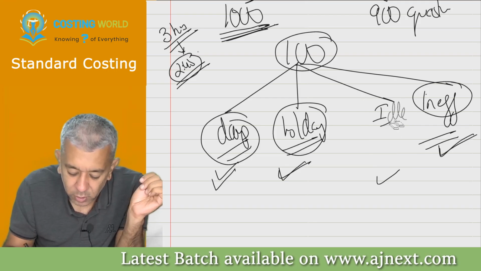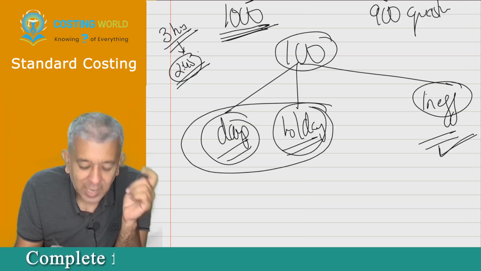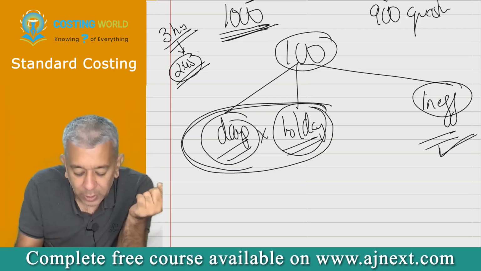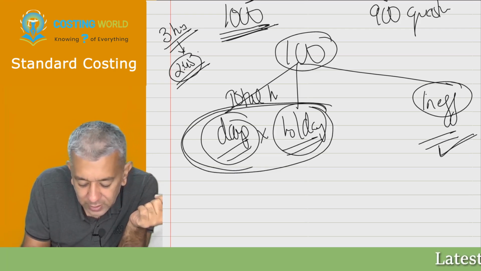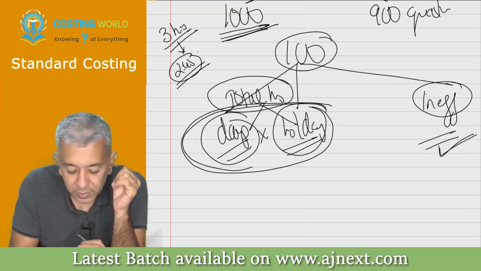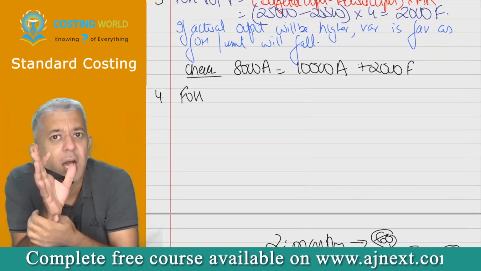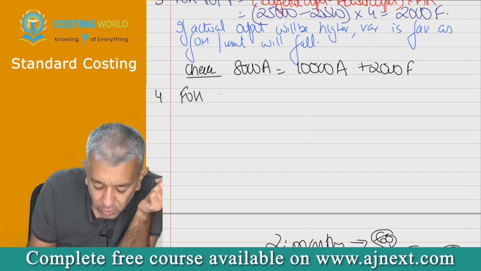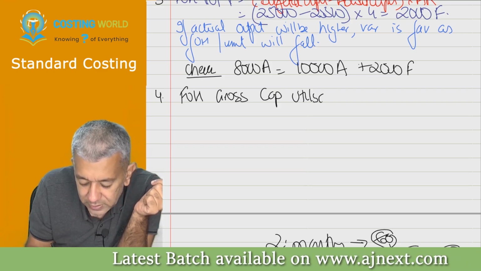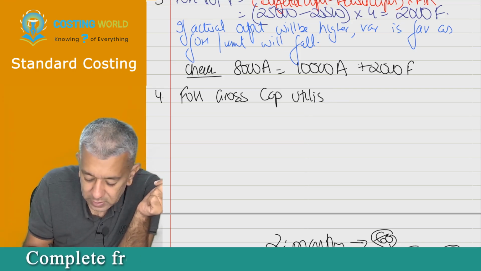I will not be talking of this particular part. But days and hours per day I will talk about after I talk of both of them together. Days into hours per day will give you total hours. First I'll talk of total hours, then I'll break it up into days and hours per day. So we are computing the total hours variance. That will be called, you all write down, 4th, fixed overheads gross capacity utilization variance.